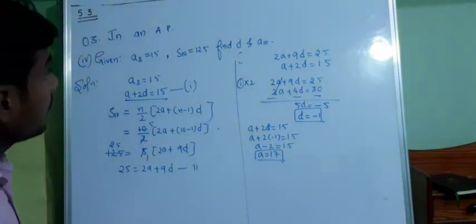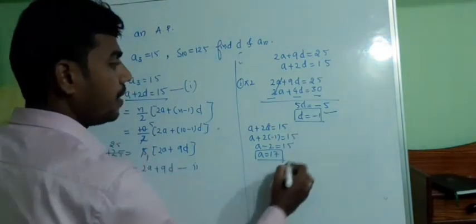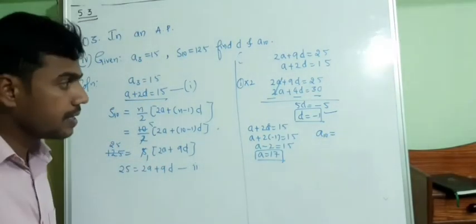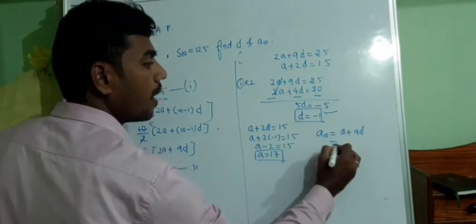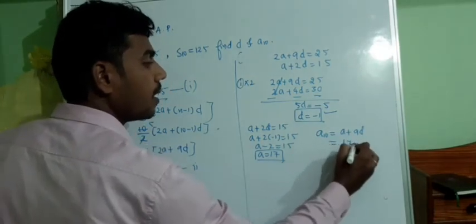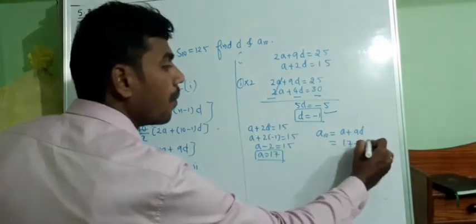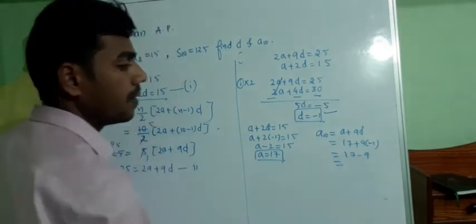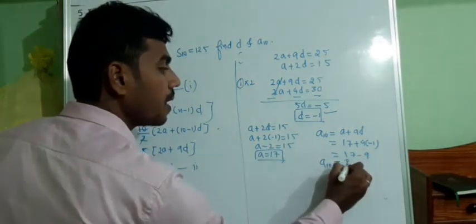Now I need to calculate. I got D. I need to calculate A10. A10 is equal to A plus 9D. What is A? A is 17 plus 9 into what is D? D is minus 1. Fine. 17 minus 9 is nothing but A10 is equal to 8.